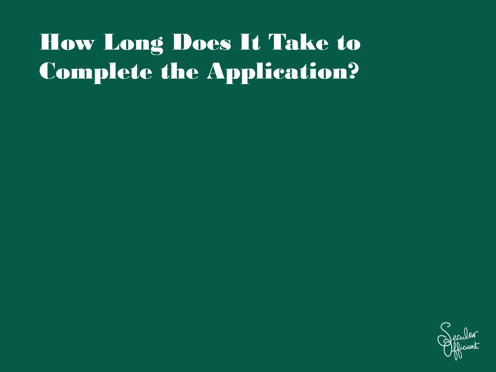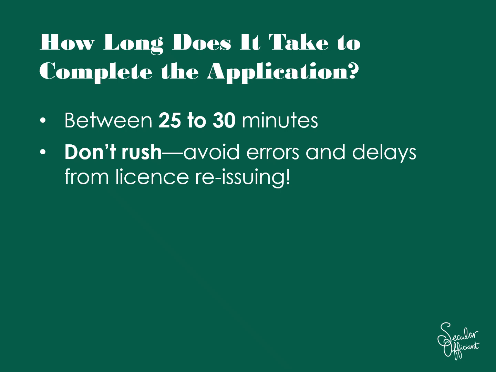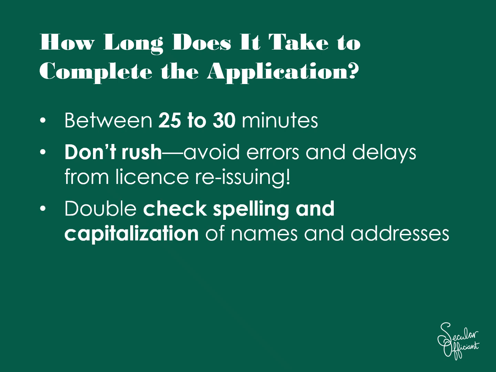How long does it take to complete the application? According to the ServiceOntario website, expect to spend between 25 to 30 minutes to fill out the marriage license application. Do not rush the application. Take your time to avoid errors and delays due to having your license reissued because of errors.